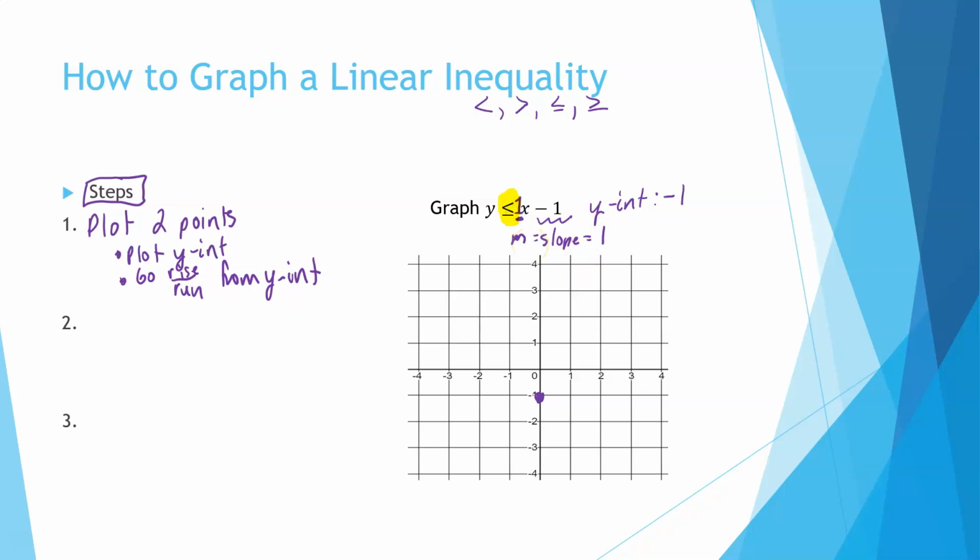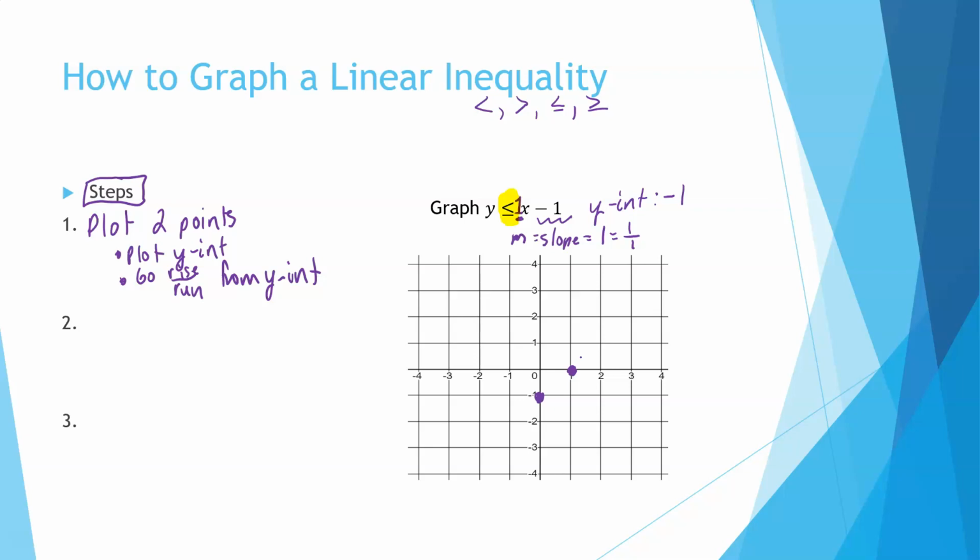We do like to think about slope or rise over run as a fraction. Anytime it's not a fraction, I can just put it over 1. So my rise is 1 and my run is 1. So from this point, I rise 1, run 1. Now, once you plot your 2 points, though, this is where you have to pause because it's not an equation, so I don't just draw a line through it.